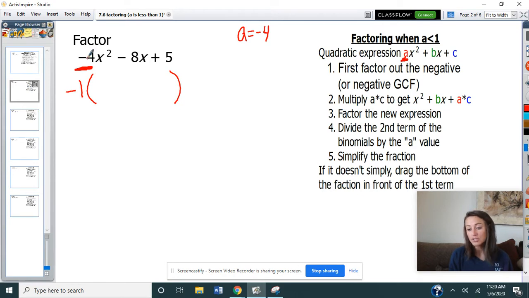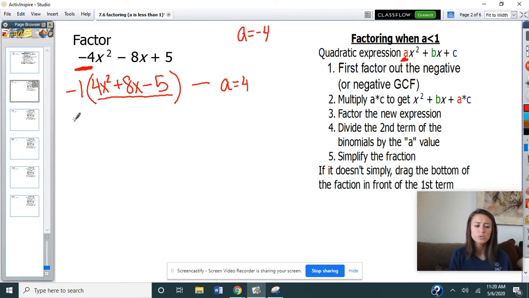And remember, when you're factoring out the GCF, you're technically dividing. -4x squared divided by -1 becomes positive 4x squared. This -8x, the -8 divided by the -1, two negatives make positive 8x. And then this is positive 5. And when you divide by -1, it becomes -5. So that's one way to take out the negative. Now my new a value is just 4.